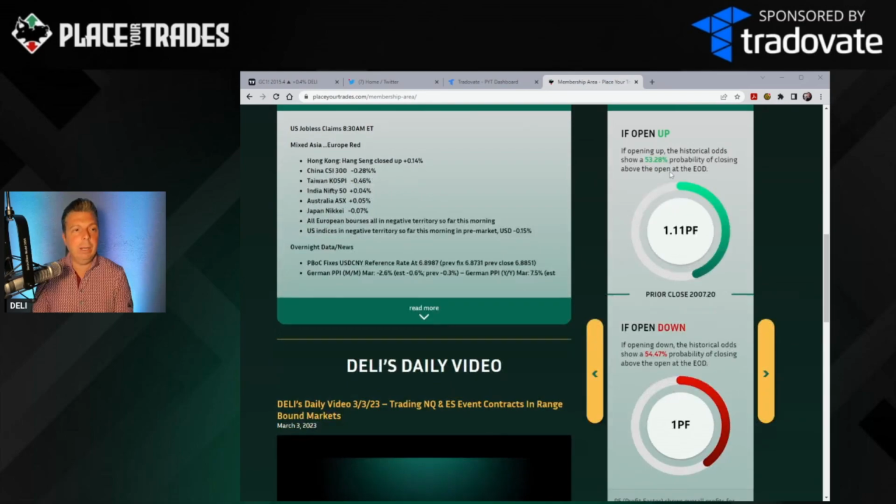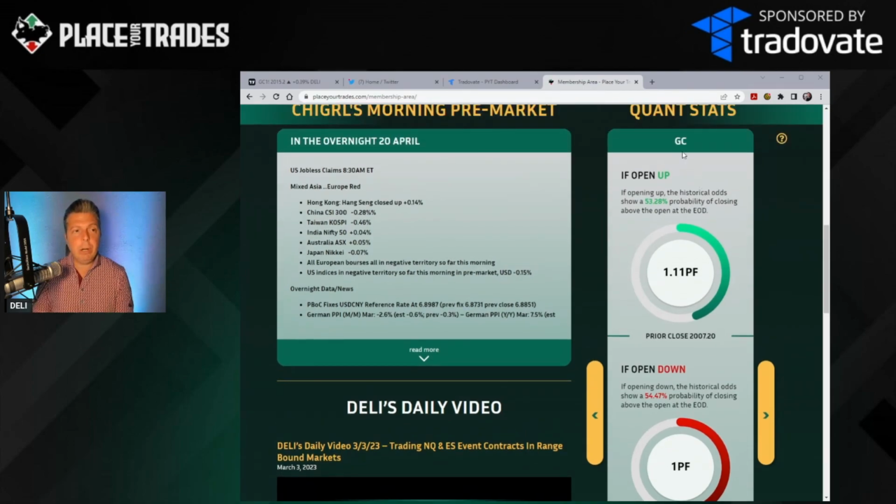And what they are giving you is a percentage probability of closing above the open at the end of the day. So I'm starting off with gold today. That's GC. And when you look at GC, it says if we gap up, which we did today, it's a 53.28% probability of closing above the open at the end of the day. Well, that's pretty good with a 1.11 profit factor.